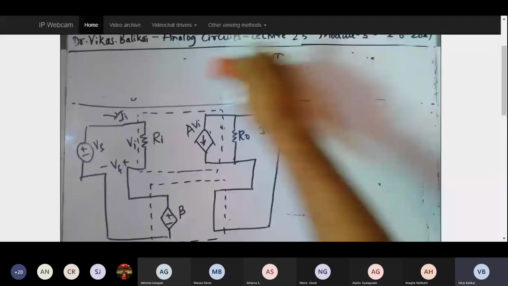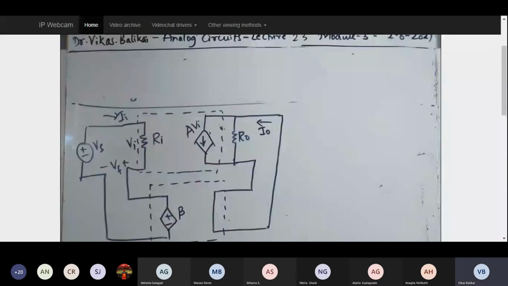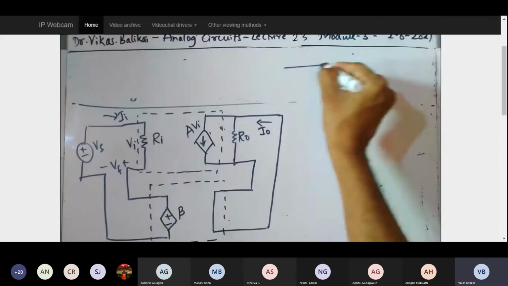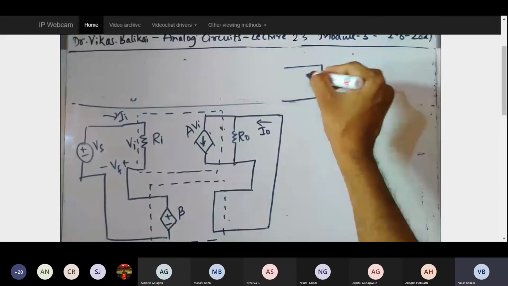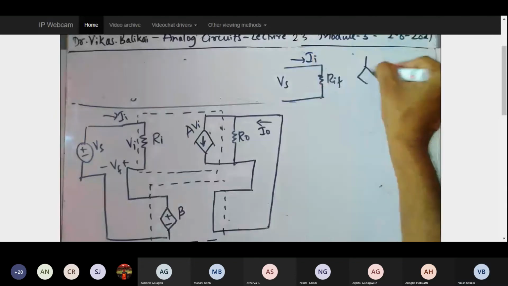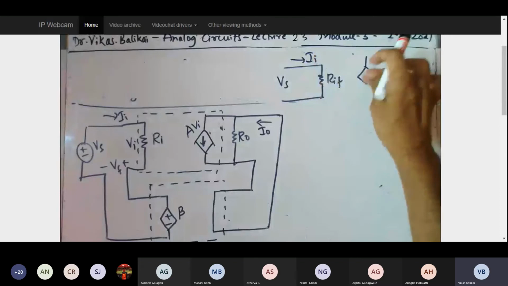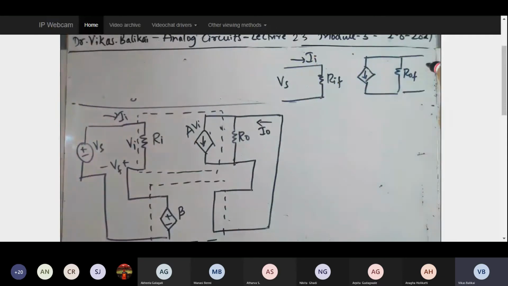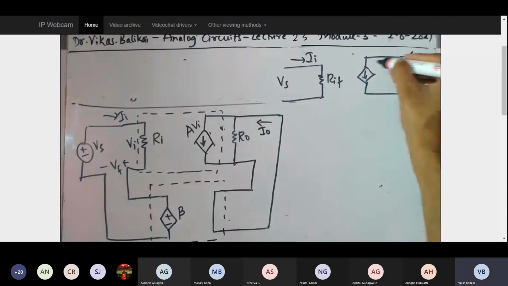So let me draw the input equivalent circuit. This is my RIF I am showcasing over here, the source voltage and input current II, and at the output side a dependent source with ROF and an output voltage, output current, because I am dealing with current at the output side, EF into VS. So this is my equivalent circuit.